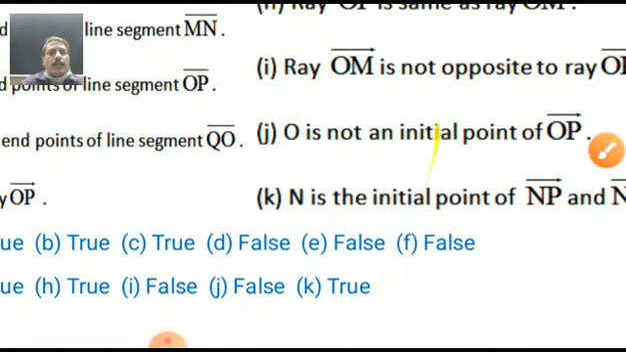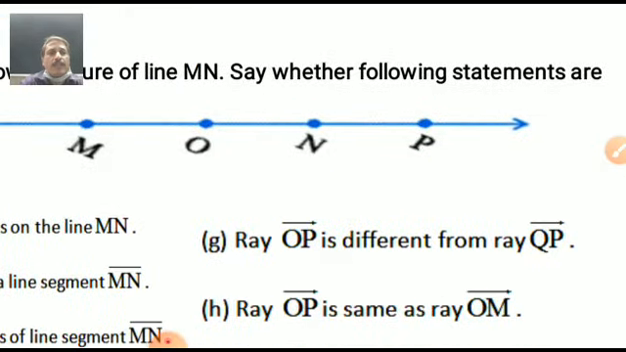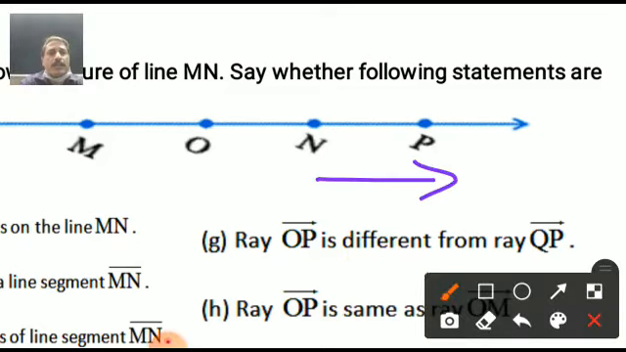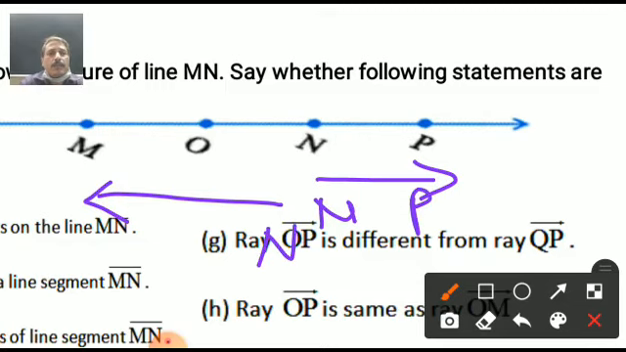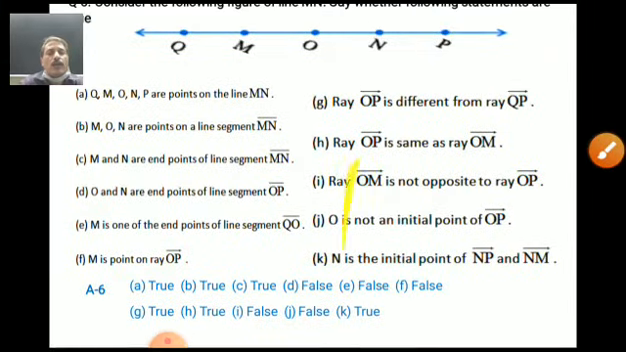Next one, J. O is not an initial point of OP. False, because O is already initial point or starting point of ray OP. Last one, N is the initial point of NP and NM. Yes, NP and NM, initial point, both the rays. NP one ray, NM another. So here NP, here NM. Starting point is equal, one only. Is it? So here our exercise got over.